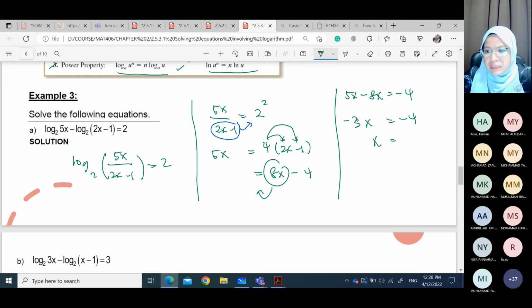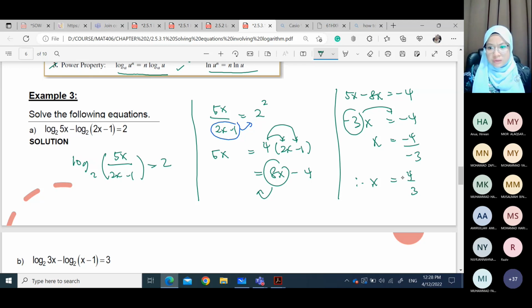So x dekat sini, negative 3, kita bawa ke sebelah, dia akan jadi bahagi. So we have negative 4 over negative 3. So x equals to 4 over 3. So plus, atas ni ada negatif, bawah ni ada negatif, dan dia akan jadi positif. Okay, so therefore x is 4 over 3.